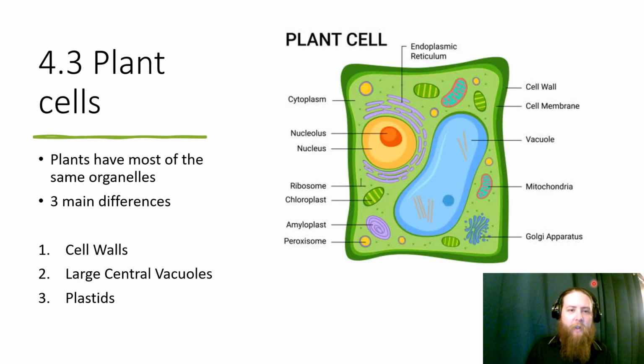All right, next, we're going to talk about plant cells. Plant cells have most of the same organelles that we've talked about so far, but they have three differences. The first is a cell wall, a large central vacuole, and then these things called plastids.